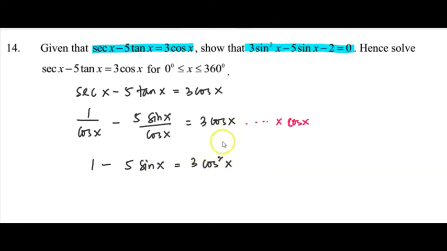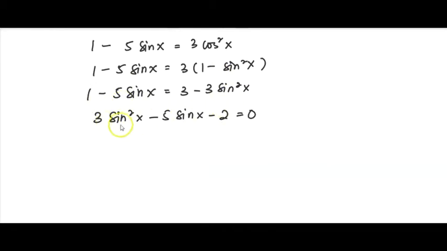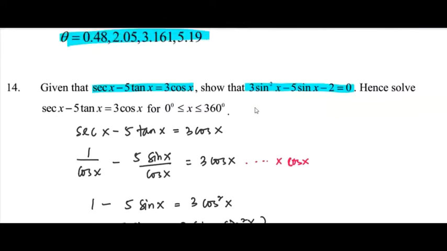In order to change everything in terms of sine, I change this cos square x into 1 minus sine square x. Now you can see that I almost have a quadratic equation, so we just need to arrange it nicely. After simplifying, I put the sine square as the leading term, followed by sine and then the constant, and leave the right side as 0. Now I have proven this statement: this equation can be converted into this quadratic equation.